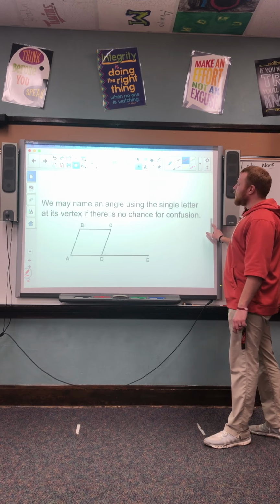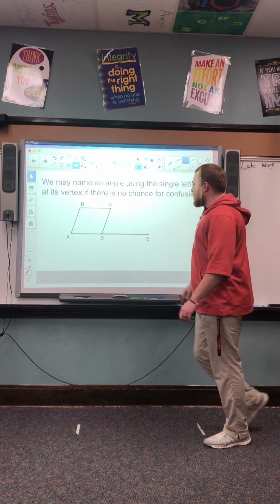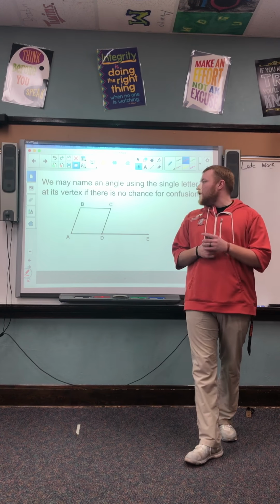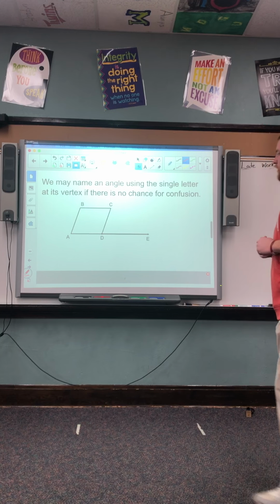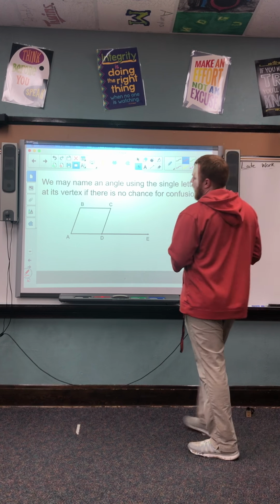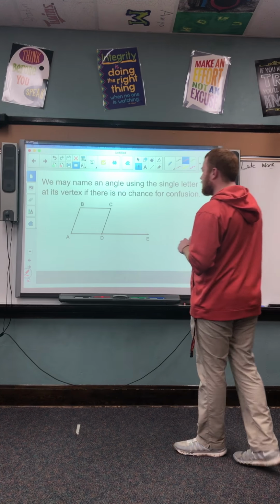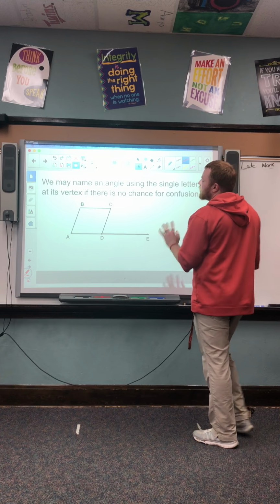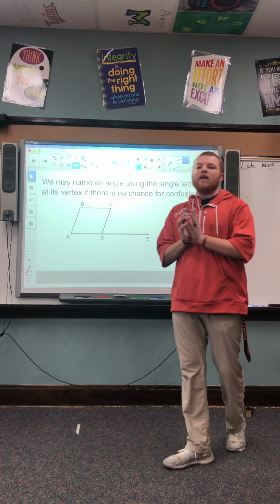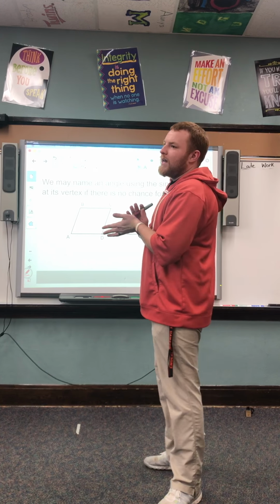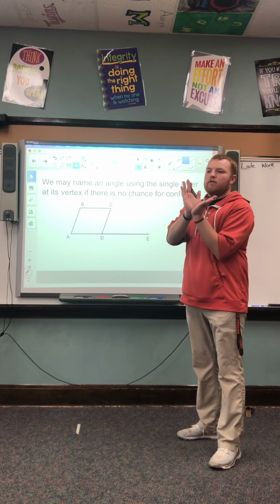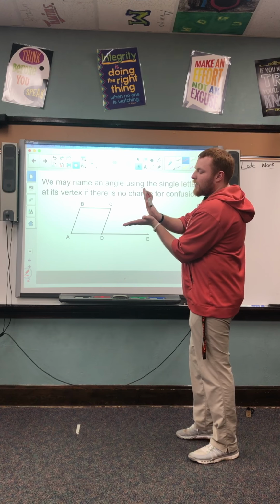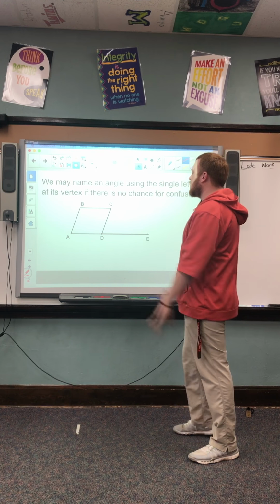Okay, so for example, let's find a point that has an obtuse angle. Now remember, an obtuse angle is when it is more than 90 degrees. So remember, you have your hands at 90 degrees. It has to be open more than 90 degrees.